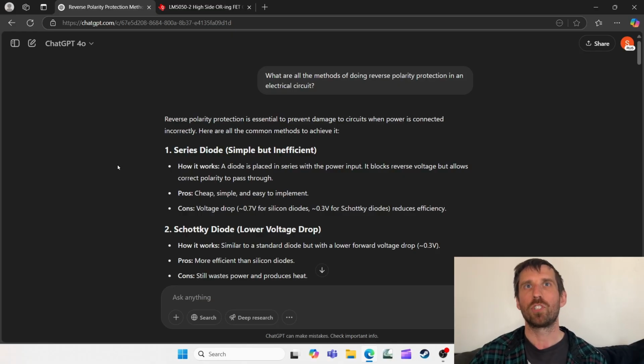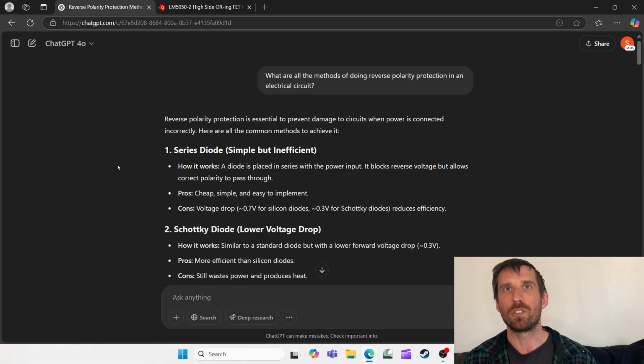So pros: cheap, simple, and easy to implement. Simple, absolutely. Easy to implement, oh yes. Cheap, well, if you have a lot of power, then you need a diode that can handle it. So probably. Cons: voltage drop.